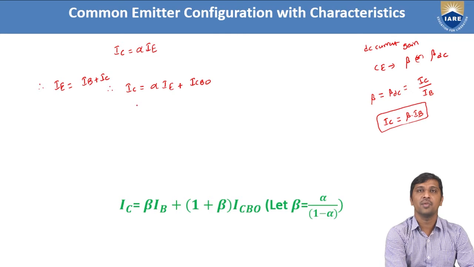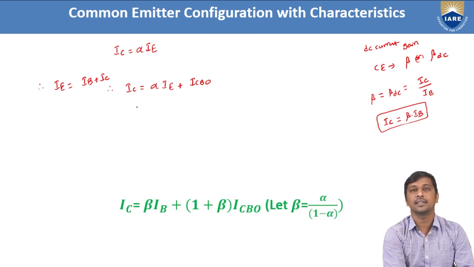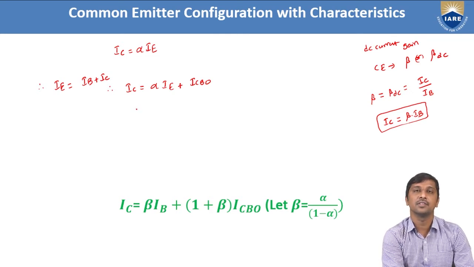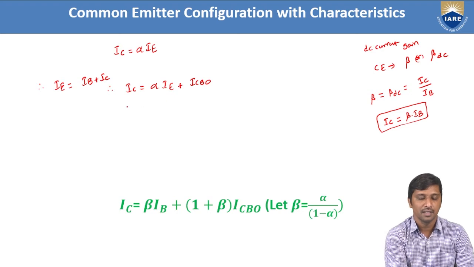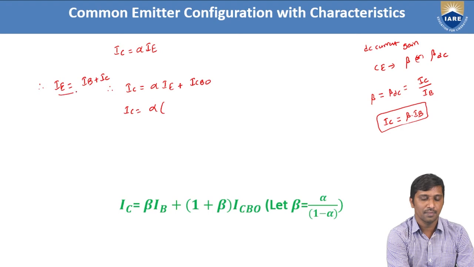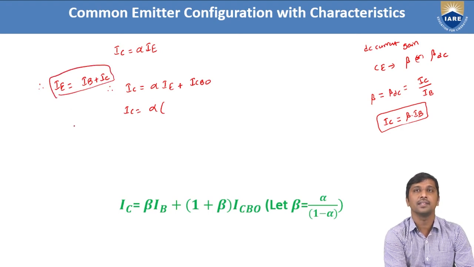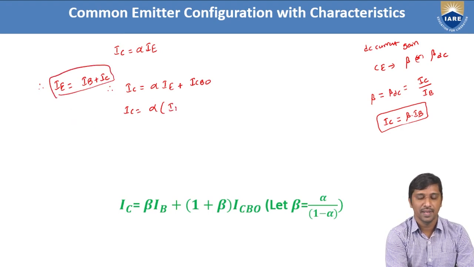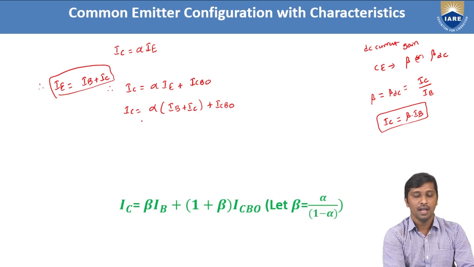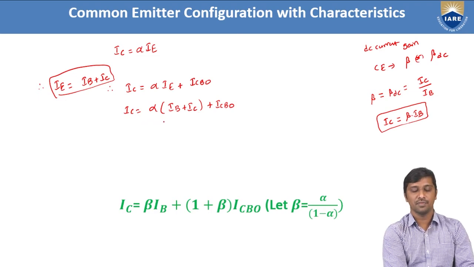Now I'm going to relate this collector current in terms of the common emitter configuration. We know that in a common emitter configuration, the output collector current is represented in terms of the base current. That is the reason I'm going to rewrite this equation in terms of base current. So how to write this? IC is equal to alpha times IE, and IE is the summation of base current and collector current. So I substituted these two here: IC is equal to alpha times (IB plus IC) plus ICBO.